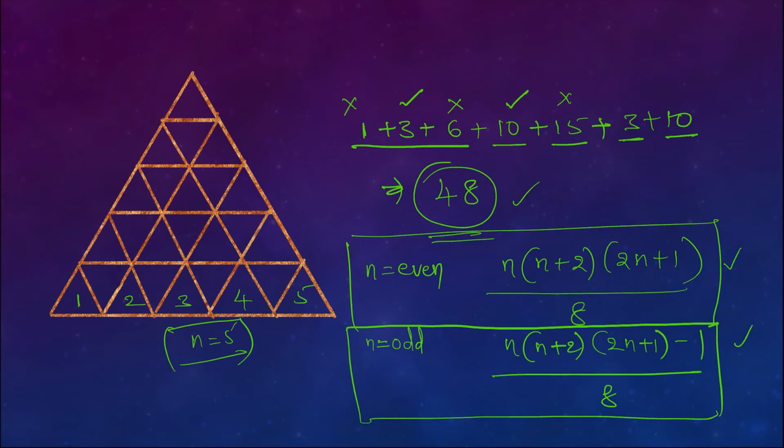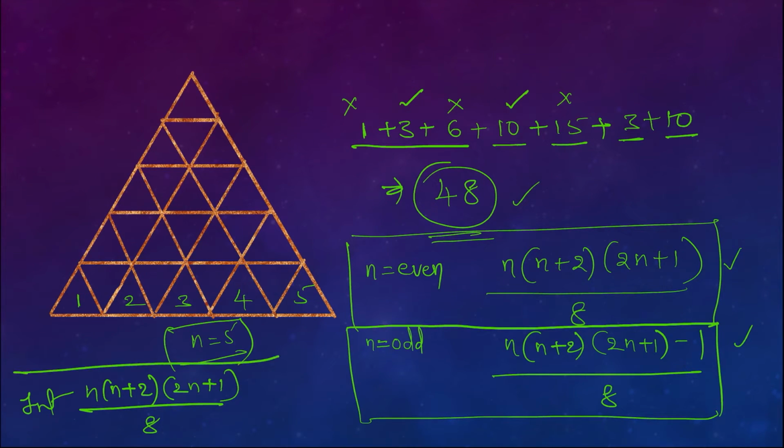So if you don't want to remember 2 formulas, then take the integer value of n into n plus 2 into 2n plus 1 by 8. Whatever the n value here, we can take the integer value. The integer of n into n plus 2 into 2n plus 1 by 8 gives the number of triangles easily, whatever the n value. Either n is even or odd, we can find it easily.